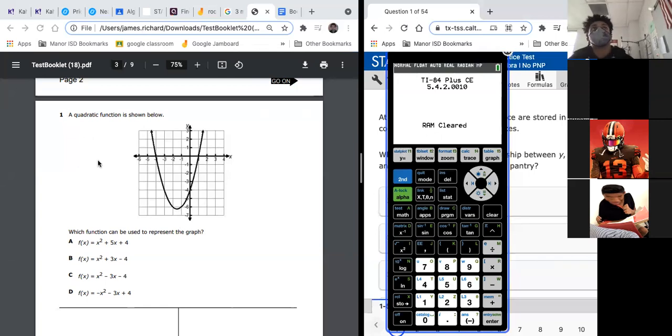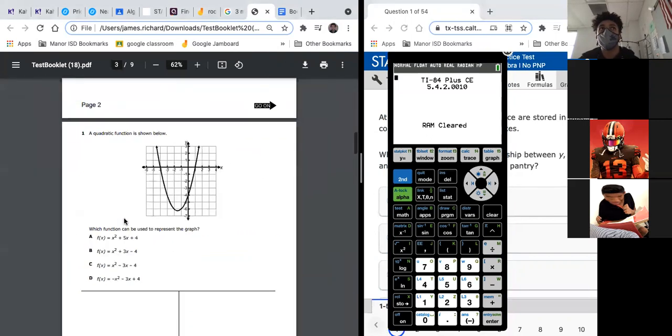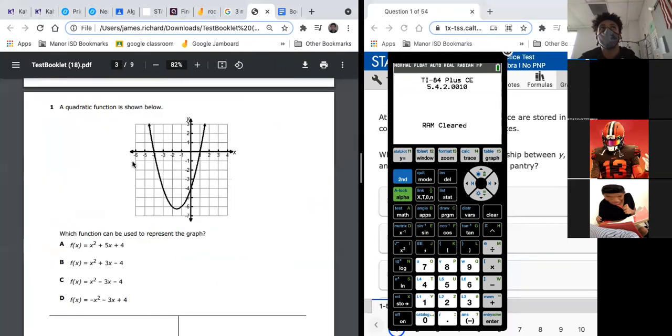So I'm going to answer this question. I'm just going to use this question as an example to show you how to find the equation of a quadratic based on 3 points. Number 1, a quadratic function is shown below. What function can be used to represent the graph? And it gives you 4 equations. You're wondering, which one is it?